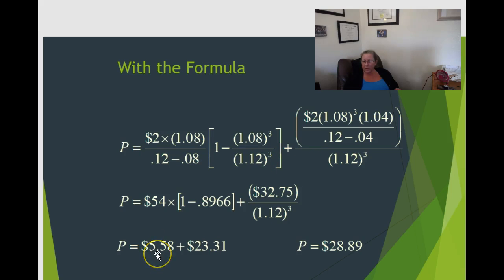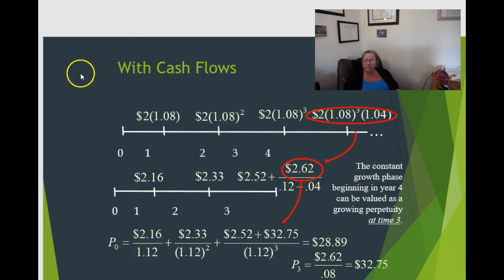They got $5.58, and then they calculated what it would be worth after that when it became a constant growth stock, and they got $23.31, added them together, $28.89. So what I really want to look at with you is this timeline, looking at the cash flows. This is often a simpler way to do this problem.